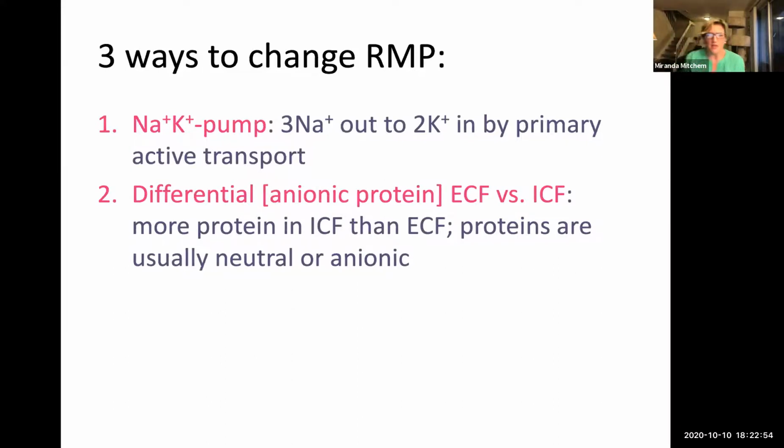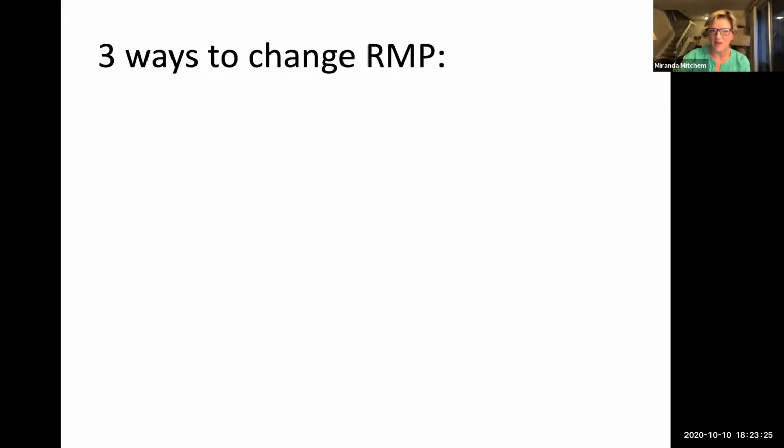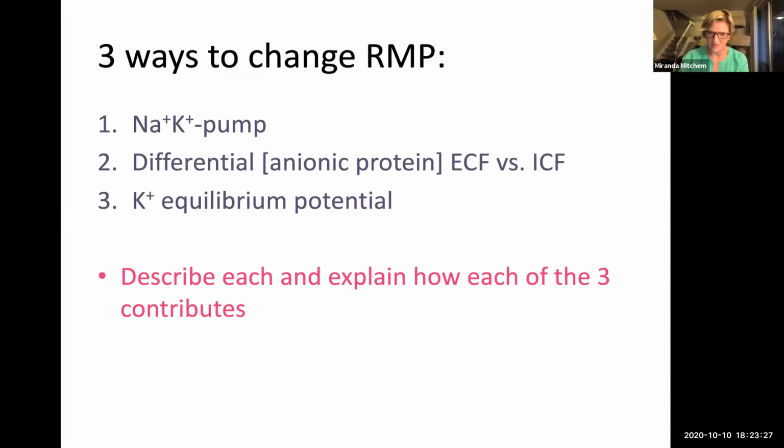We've got the difference in the anions and cations on either side of the membrane, and then the differences in the permeability. There are 75 times more potassium leak channels in the cell membrane compared to sodium or chloride. When we look at potassium as a whole, the cell is about 40 times more permeable to potassium than it is to the other ions. So these are the answers to these concepts.